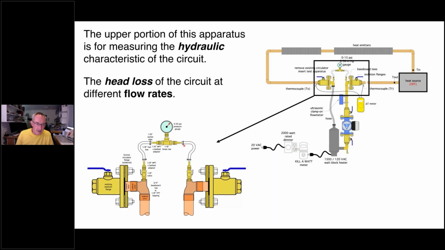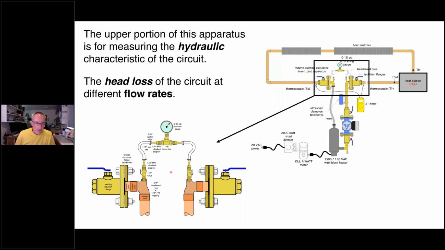Both sides are identical. So these two adapters go into this 1/8 inch brass T or stainless steel T, and we're going to tap a pressure gauge into that. And we'll talk about that pressure gauge in a minute. So what is this whole assembly? Why do we create this thing?